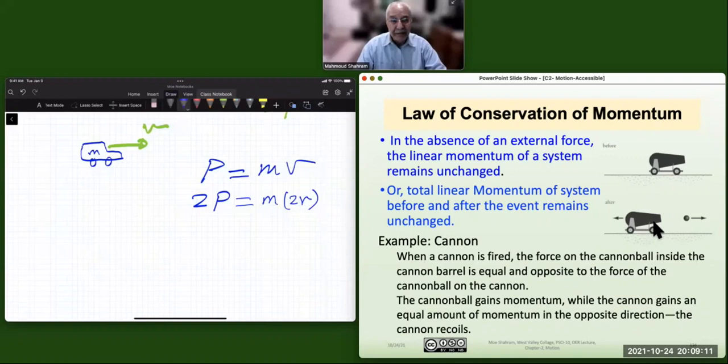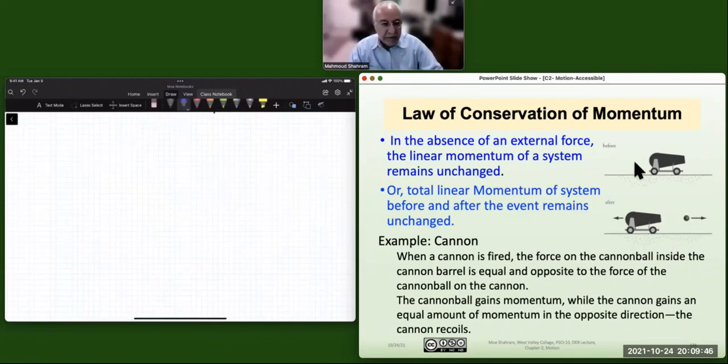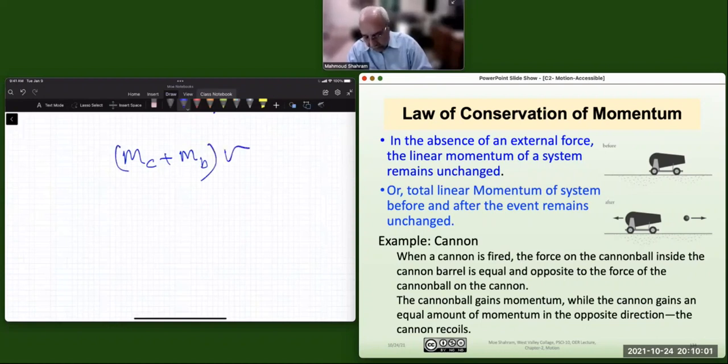Obviously, the cannonball is going to go much faster because it has a smaller mass, but the cannon itself is very massive, so it's going to recoil a little bit. Not much. It means that the momentum of this system stays the same. The momentum of this system here, before, was the mass of the cannon plus the mass of the ball, times velocity.